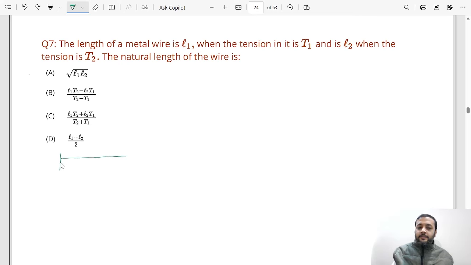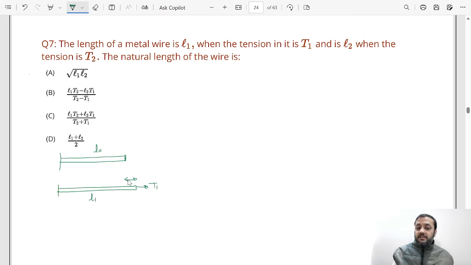Now imagine that this wire has a natural length of L naught, which is what we want to find. Let me write L naught like this. Suppose you stretch this wire by the force T1. That means the tension in this wire will be T1, because the force with which you pull the wire equals the force with which the wire pulls you back. Third law. That means tension in this is T1, and now the length of the wire has become L1.